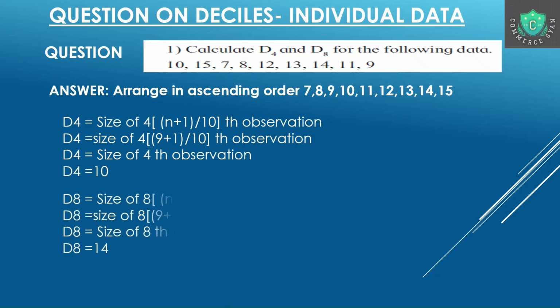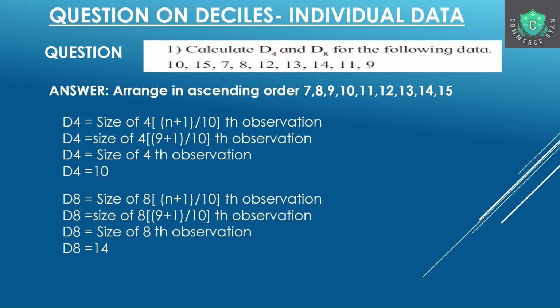D8 now. Decile 8, we use the same formulation. What is it? J into brackets n plus 1 upon 10. The whole thing becomes that number of observation. So D8 is equal to size of 8 into brackets n plus 1 upon 10th observation, which is size of 8 into brackets n is 9 plus 1 upon 10. So size of the 8th observation. What is the 8th observation in this? It is 14. So decile 8 is 14. Got it? So it's very simple for the purpose of individual data.